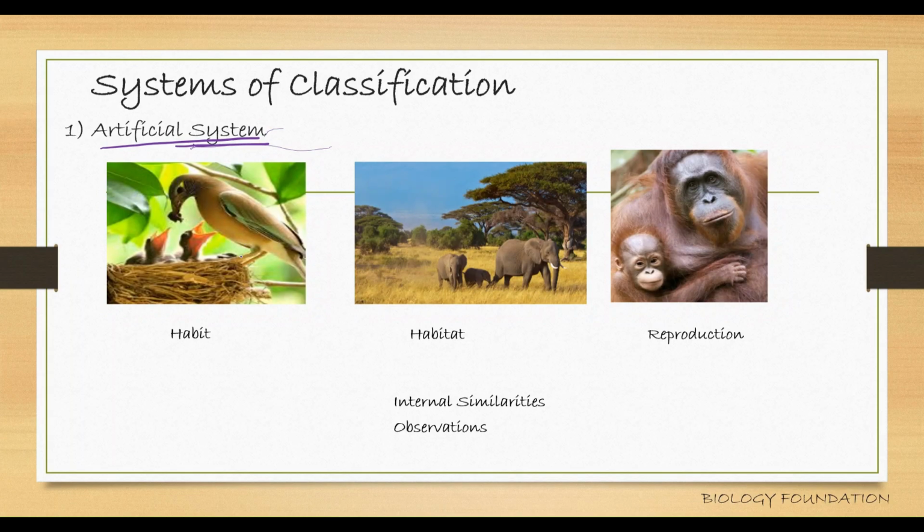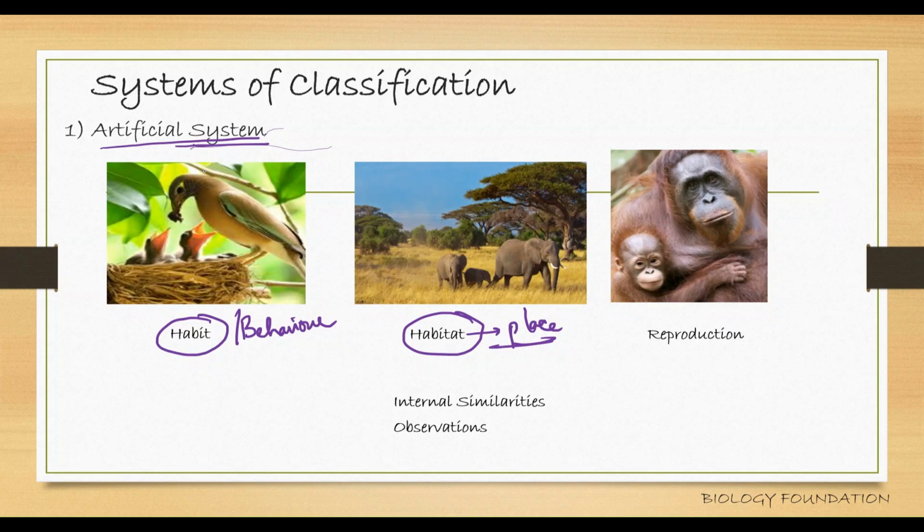What is the artificial system of classification? Here, organisms are classified based on their habit. Habit is nothing but the behavior that they show. They are classified based on their habitat. What is habitat? It's the place where an organism lives, where an organism survives. For example, for a camel the habitat is the desert, for a cactus the habitat is the desert, for a lotus plant the habitat is a pond or a water body, right? So habitat is the place where an organism survives or lives.